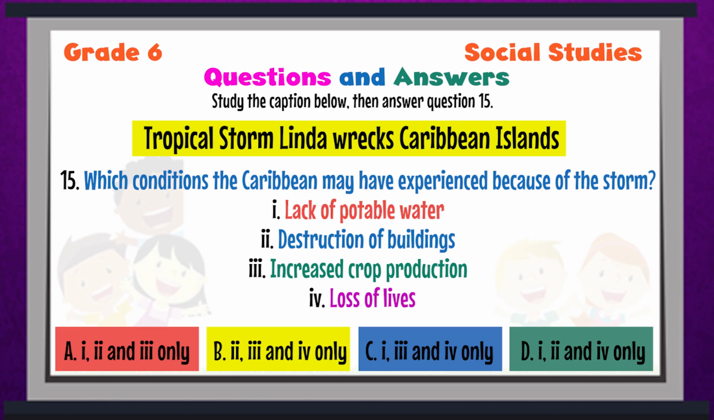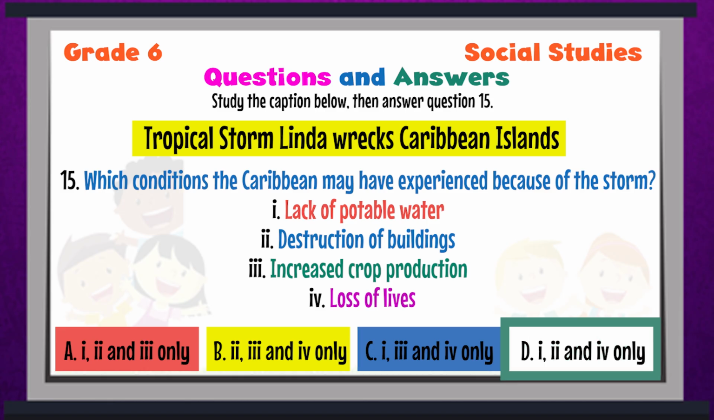A. 1, 2, and 3 only. B. 2, 3, and 4 only. C. 1, 3, and 4 only. And D. 1, 2, and 4 only. The answer to question 15 is D. Lack of potable water, destruction of buildings, and loss of lives. These are some of the effects that tropical storms usually have on citizens or on Caribbean islands. So boys and girls, storms are just not friendly. They cause lots of destruction.